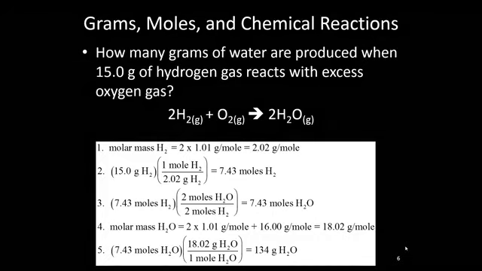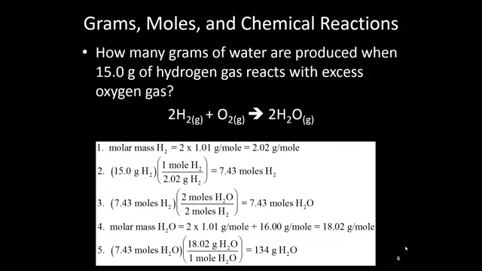In step 2, we're going to utilize that molar mass to calculate moles of H2. As per usual, we're going to take our 15 grams of hydrogen gas and divide it by the molar mass of hydrogen gas, which is 2.02 grams per mole. In other words, 15 grams of hydrogen gas is the same as 7.43 moles of hydrogen gas.